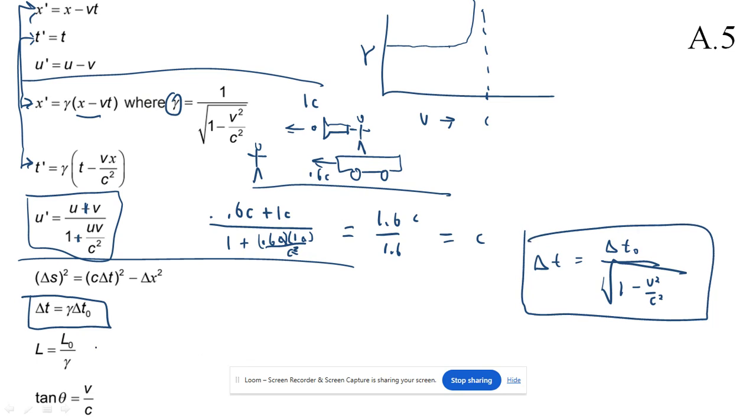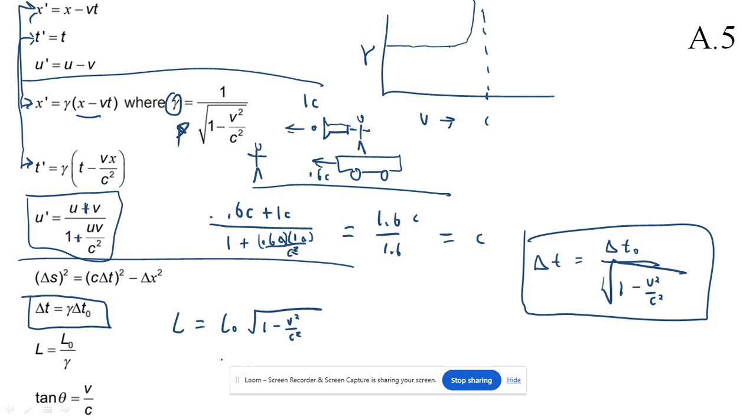Okay, and then length will contract, right? Length will contract. And so as an object flies by, you end up with the length being the original length times the square root of 1 minus v squared over c squared, right? I'm just substituting this in for that.